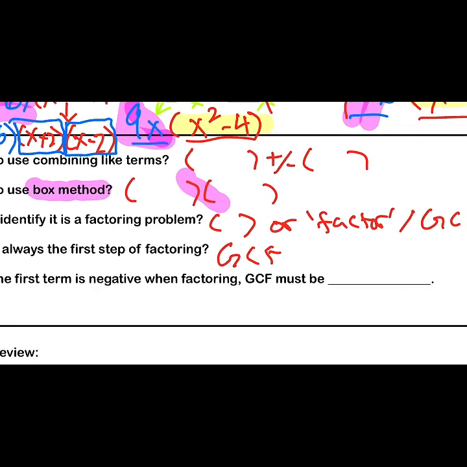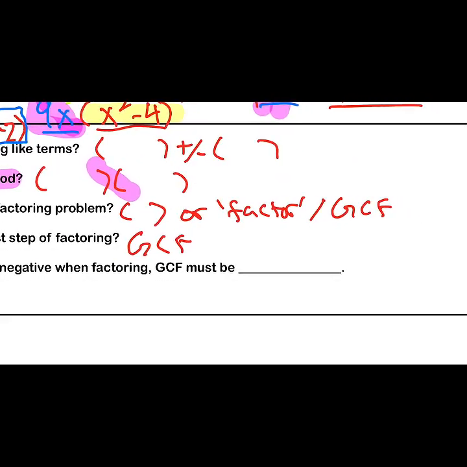And when the first term is negative, when factoring, the GCF must be negative. Always remember that. Like let's say we had negative 4x minus 10. You aren't factoring by 2, even though 4 and 10 have 2 in common. You are factoring by negative 2. You have to make sure that negative sign is there.